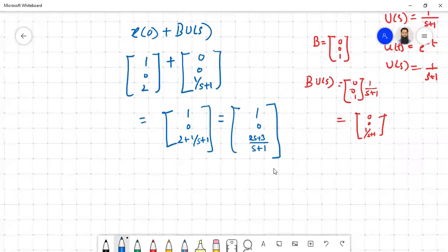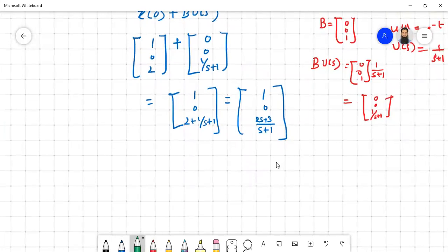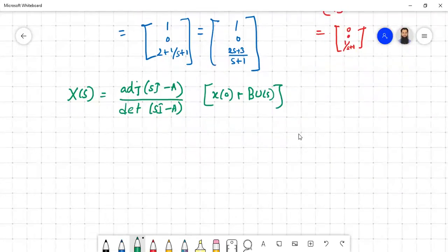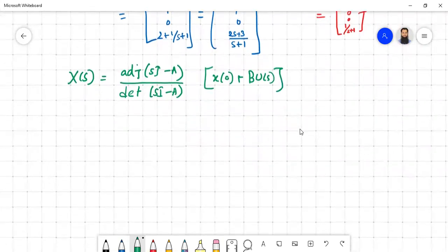Okay, so now find out the X(s). What we have to do is take the adjoint of sI minus A divided by the determinant of sI minus A, and then multiply with that x0 plus BU(s). From now you can just keep the determinant as it is. You just multiply the adjoint matrix with the one that you figured out, x0 plus BU. Then we'll derive that whole thing with the determinant.